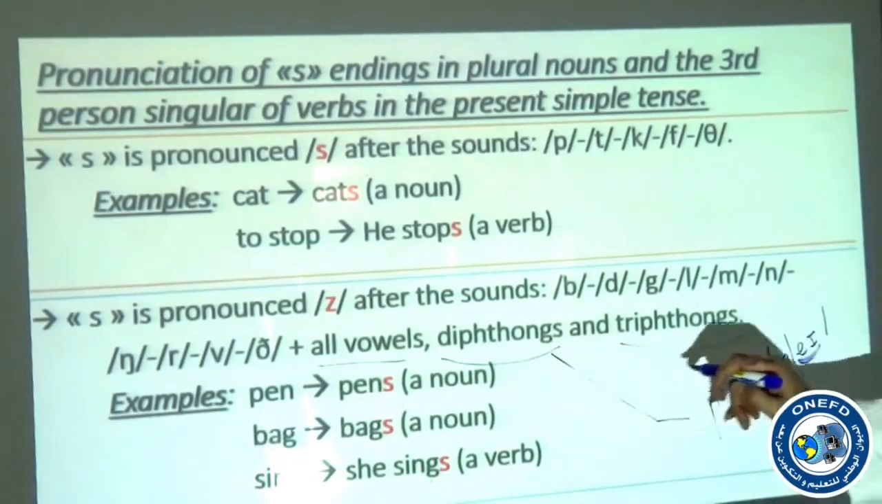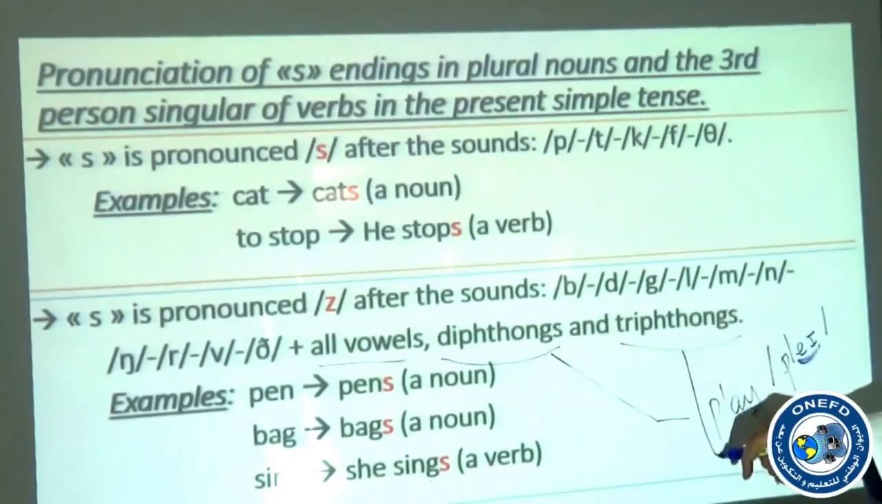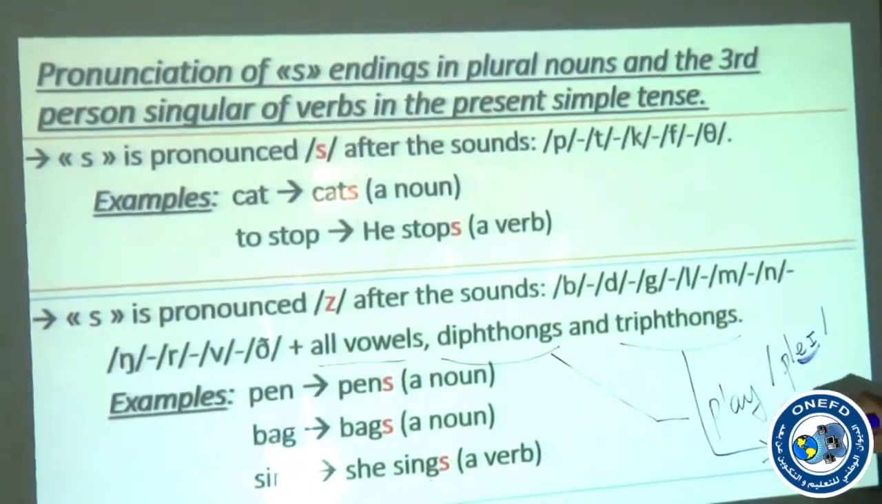What do we mean by a triphthong? Let's see a triphthong here. Let's use the same word, but we add here ER. So it will be the phonetic transcription like this.